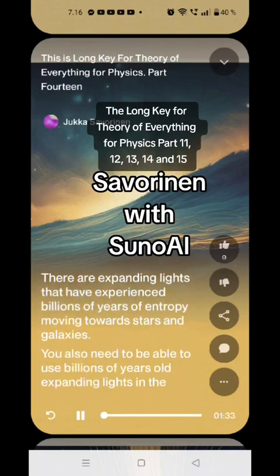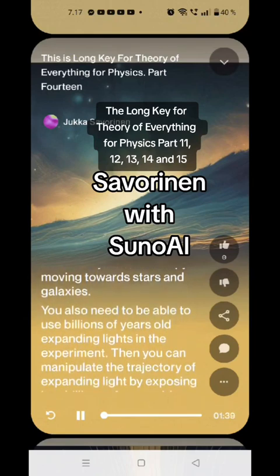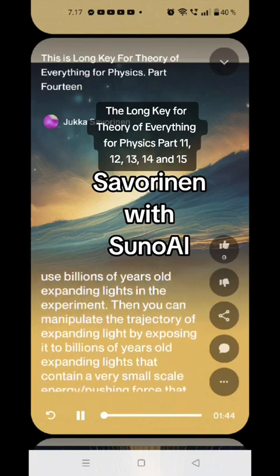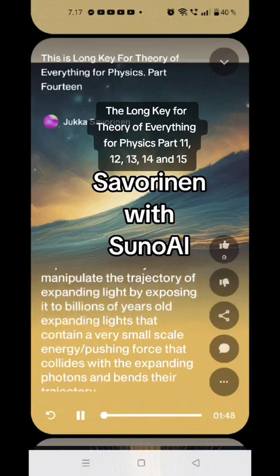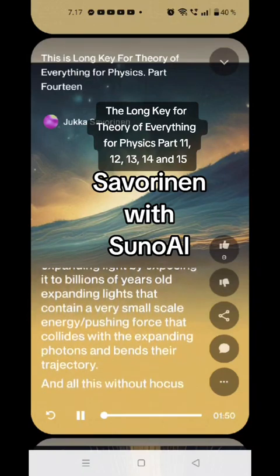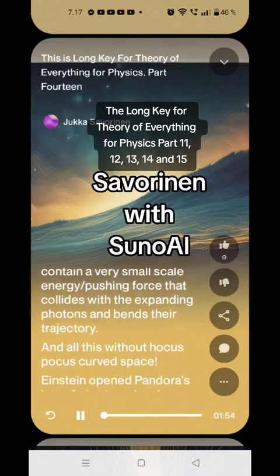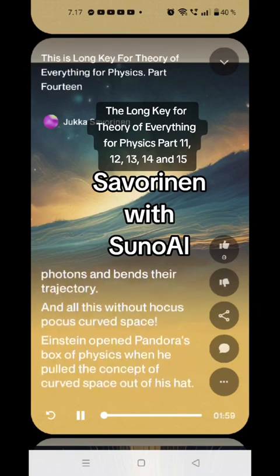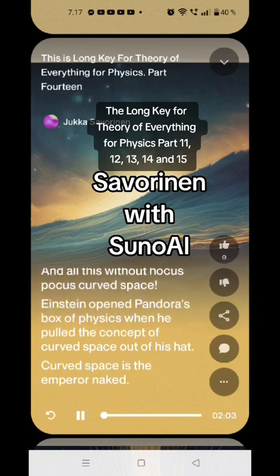There are expanding lights that have experienced billions of years of entropy moving towards stars and galaxies. You also need to be able to use billions of years old expanding lights in the experiment. Then you can manipulate the trajectory of expanding light by exposing it to billions of years old expanding lights that contain a very small scale energy. Pushing force that collides with the expanding photons and bends their trajectory. And all this without hocus pocus, curved space.